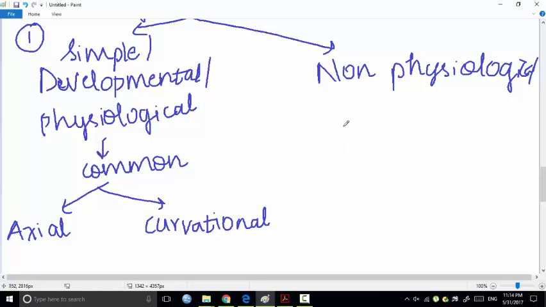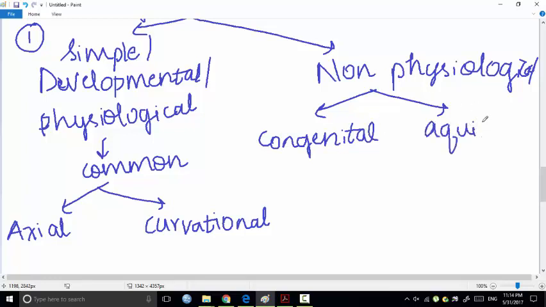Next, non-physiological hypermetropia. It is due to conditions which are outside the normal biological variation, right? Physiological means biological variations, and non-physiological means non-biological variations. Non-physiological is of two types again. It may be congenital, that is occurring before birth or with the birth, or it may be acquired, that is after birth.